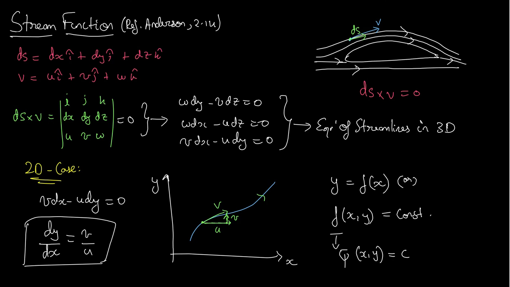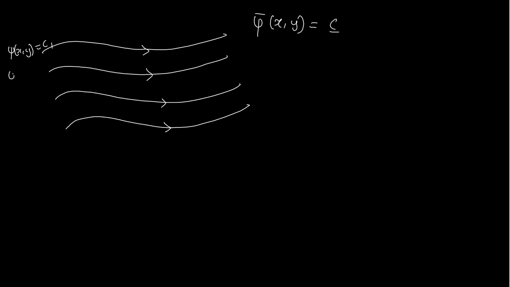Just to give you a more intuitive understanding, let me draw a diagram. For example, I have a set of streamlines going like this. You can see that all these streamlines look the same, except that they are separated by some small vertical distance. Since they all look the same, they have the same nature, so all of these have the same stream function. The psi of x comma y would be the same for all these streamlines, and the only thing varying is this constant. So this will be psi of x comma y equals c1, this will be psi of x comma y equals c2, and so on.